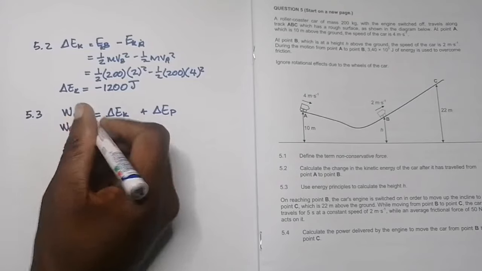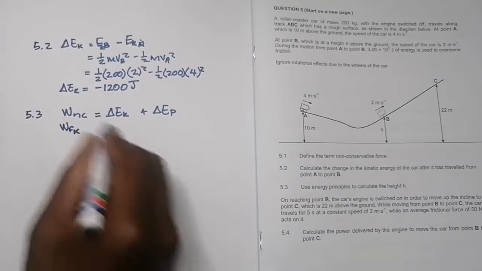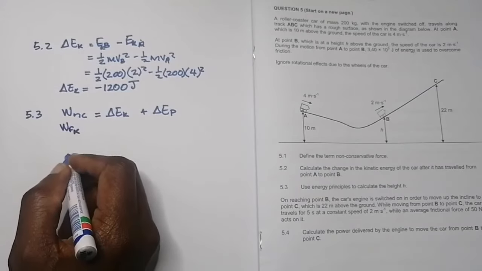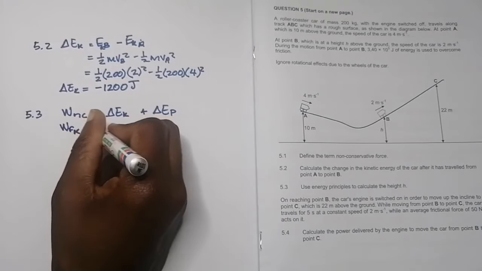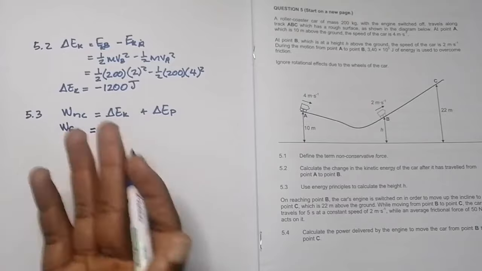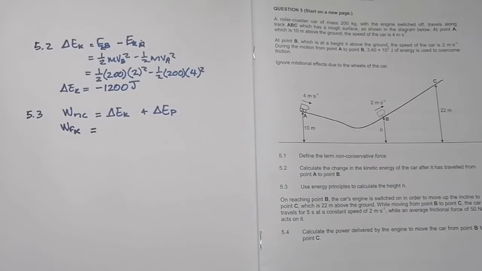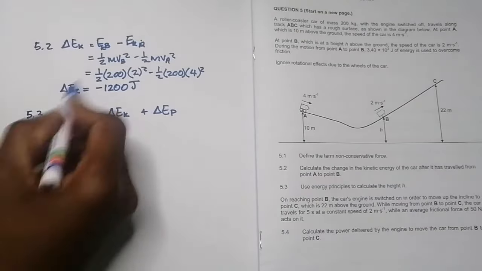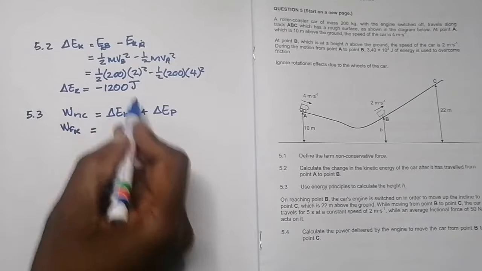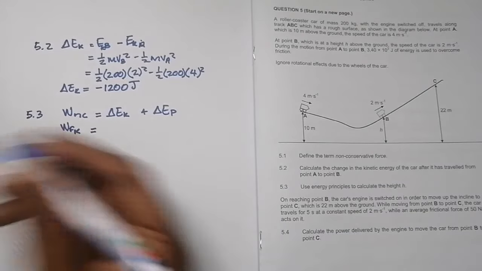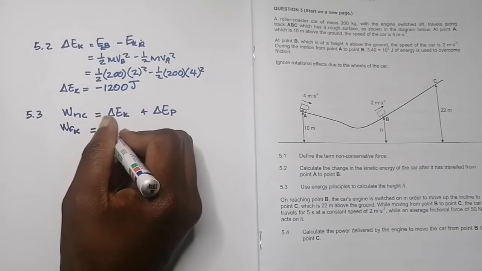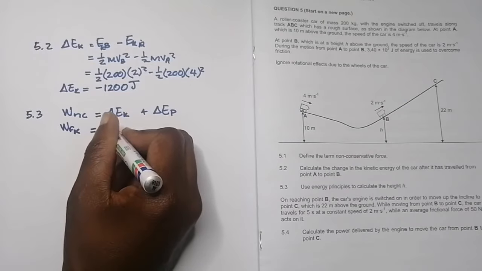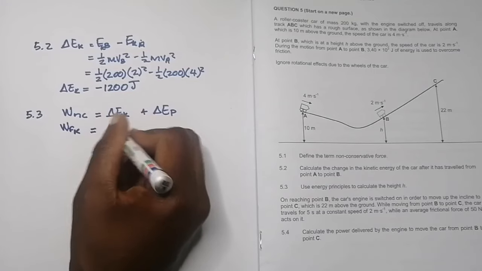So this is going to be the work done to overcome friction. And I want you to always remember this amount of work done obviously should be negative because you're basically losing energy, right? Just like we did here, we were losing kinetic energy as well as here, you're losing energy to try and overcome friction. Okay, so we had a change in kinetic energy there and a change in potential energy.